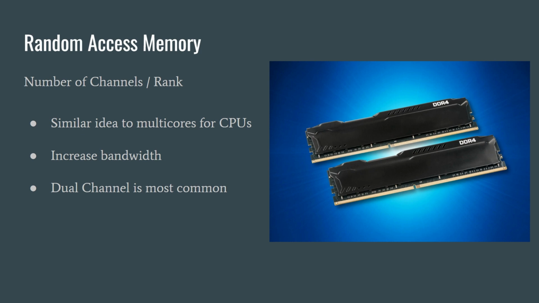Next, we have number of channels, or rank. So remember the idea of multi-cores for CPUs, having multiple cores. This is similar to having dual rank or quad rank, and the idea here is that you can have multiple RAM sticks running in parallel, and that effectively makes the RAM sticks one big RAM stick. So if you had two, say, 32 gig RAM sticks and they're dual channel, that effectively makes them one 64 gig RAM stick, and you can deliver more information to the CPU with dual rank or quad rank or whatever.